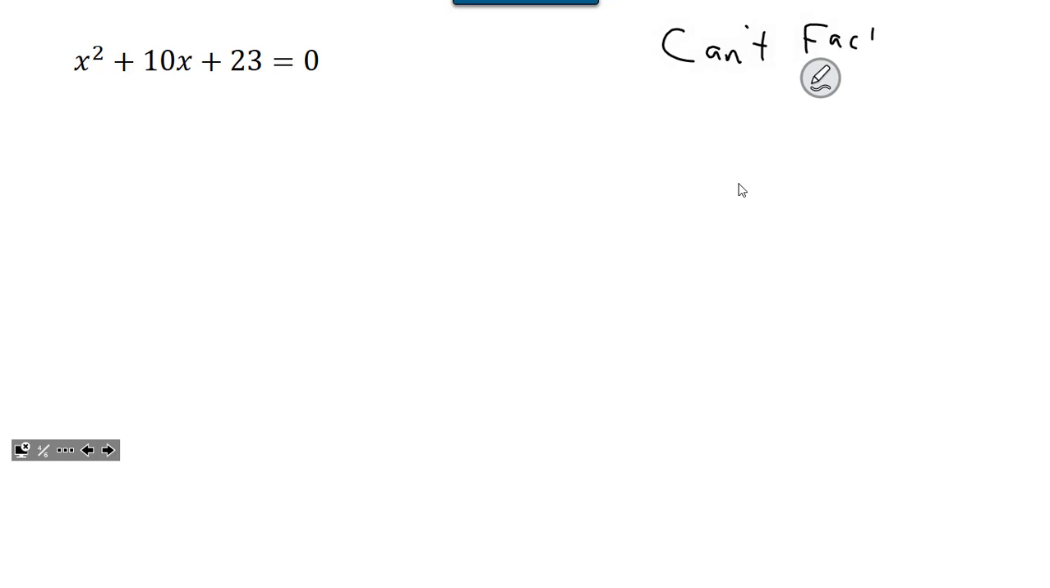So now I'm down to really two choices. And that is I can plug all of that into the quadratic formula. And if I were going to plug that into the quadratic formula, then there's an understood 1 in front of that x squared. And so my a would be 1. My b would be 10. And my c would be 23.